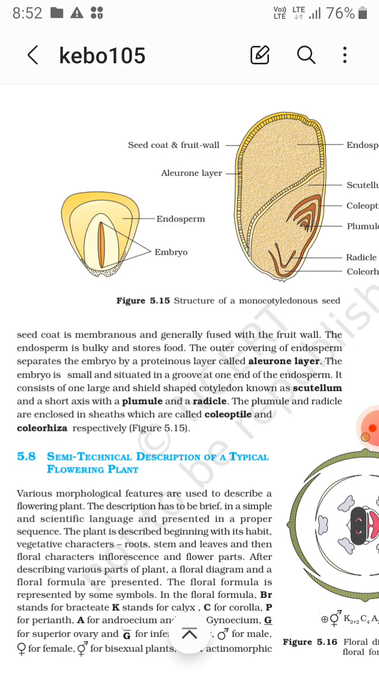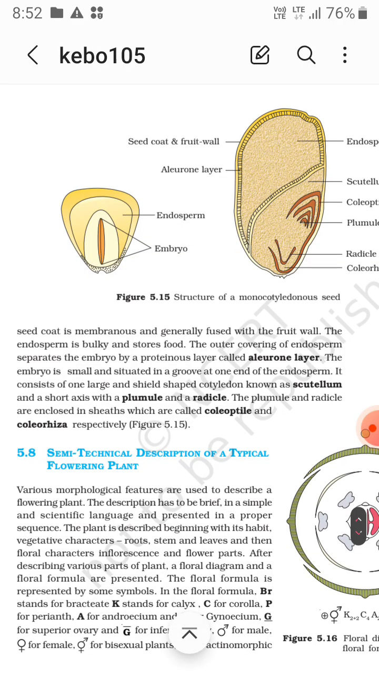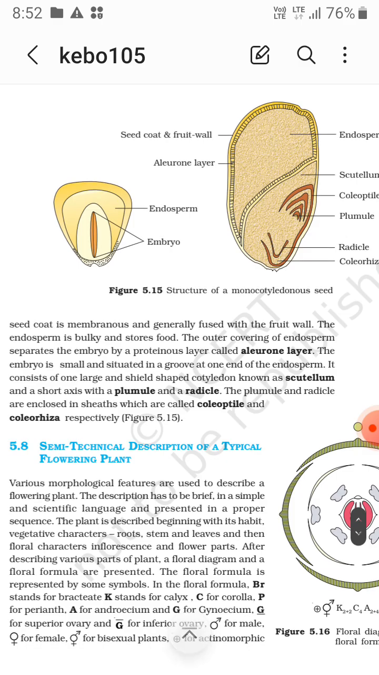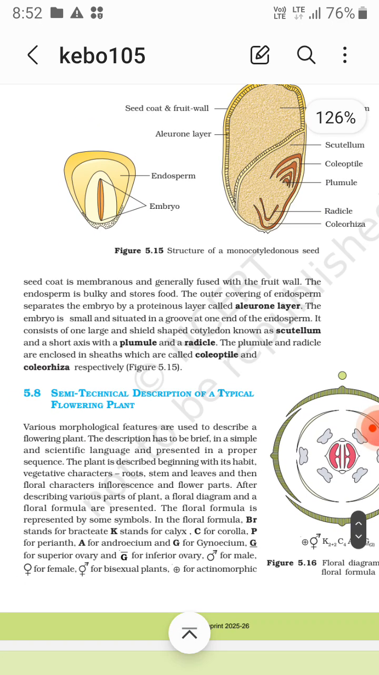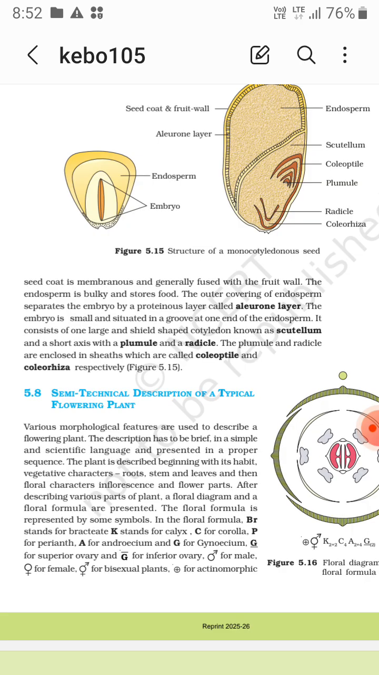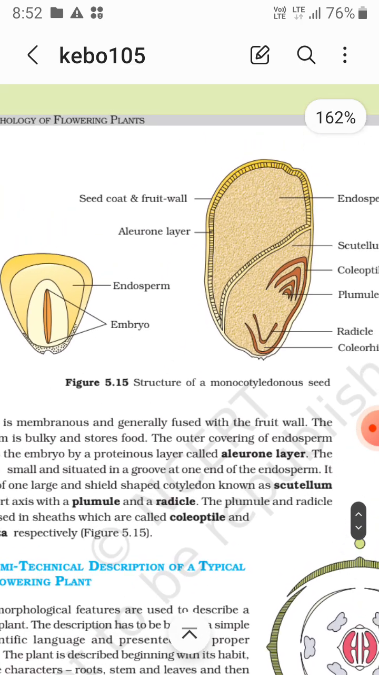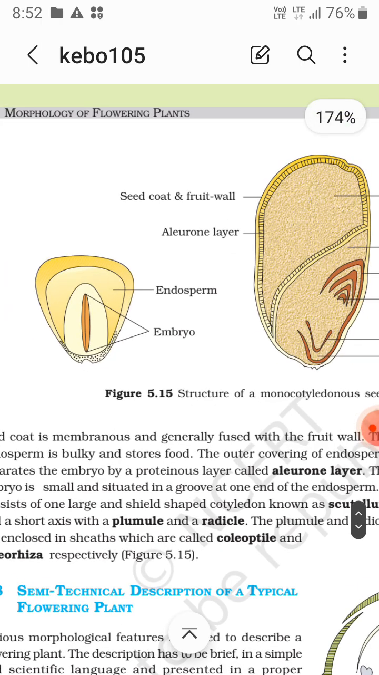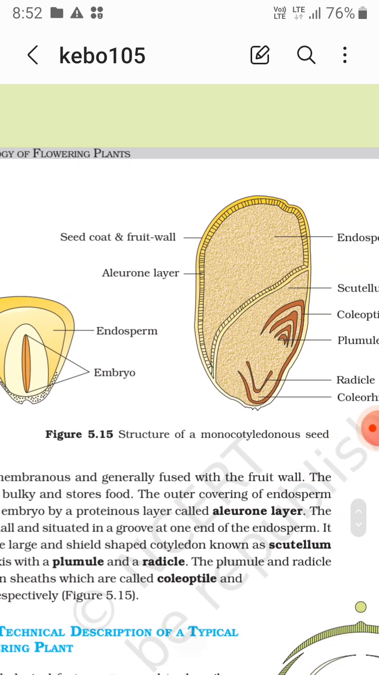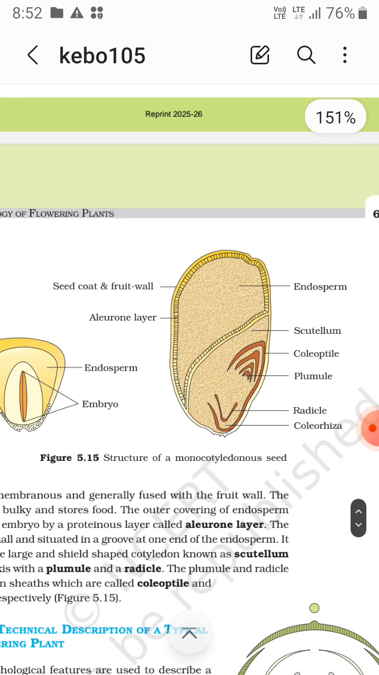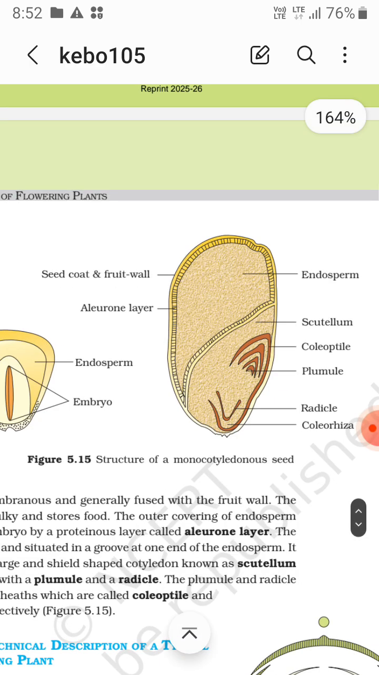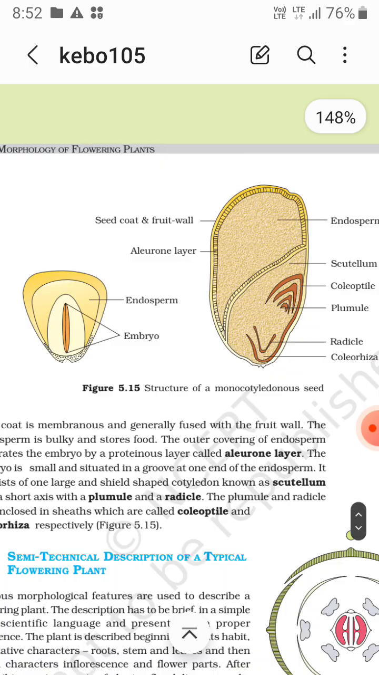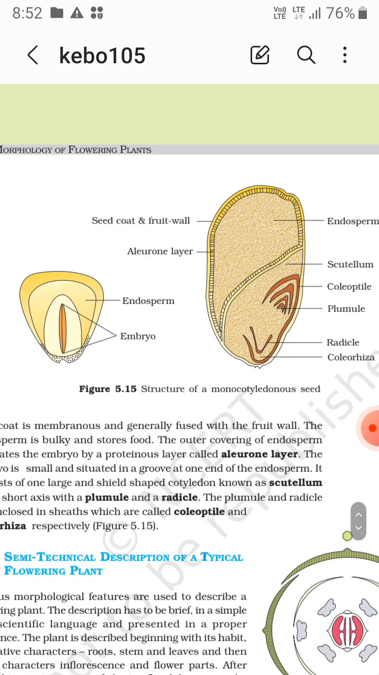It consists of one large shield shaped cotyledon known as the scutellum and a short axis with a plumule and radicle. The plumule and radicle are enclosed in sheaths which are called coleoptile and coleorhiza respectively. Plumule is enclosed in coleoptile and radicle is enclosed in coleorhiza. Now see the diagram, the structure of a monocotyledonous seed. There is the endosperm and inside it the embryo. The seed coat and fruit wall are fused, and then there is a layer called the aleurone layer that separates the embryo and endosperm.